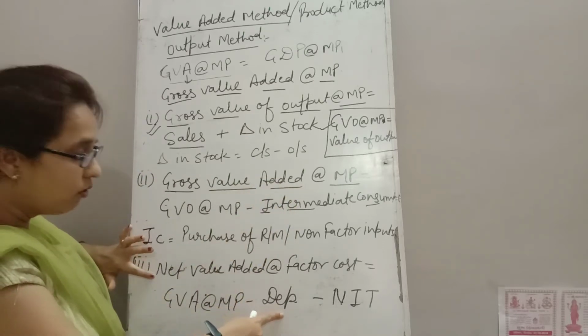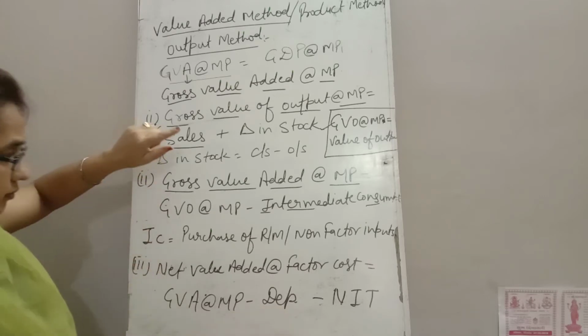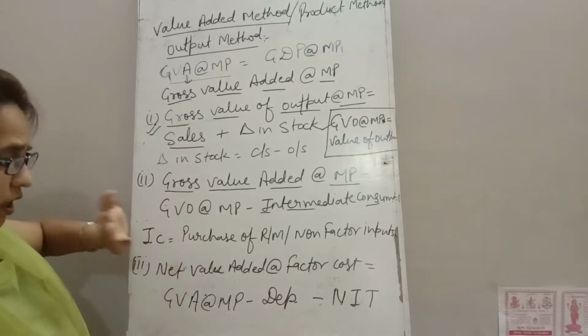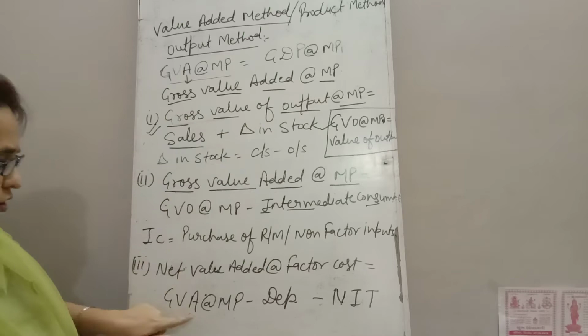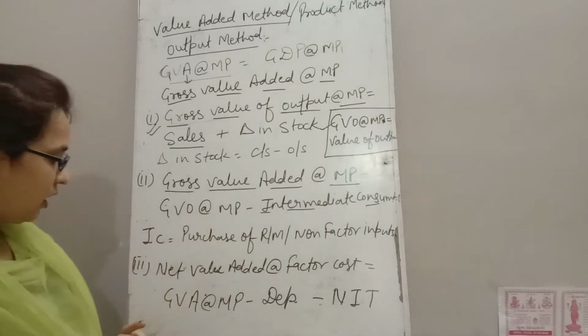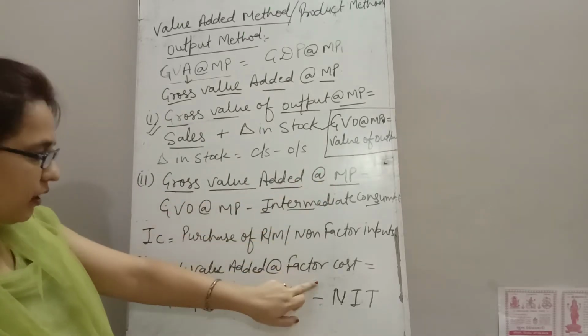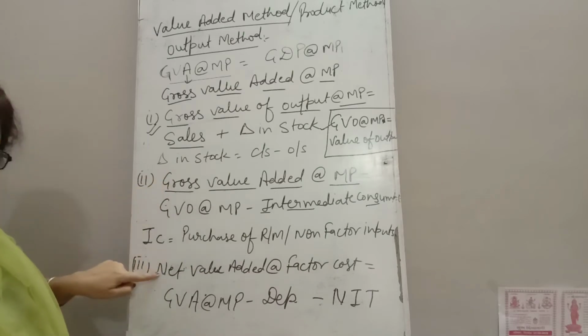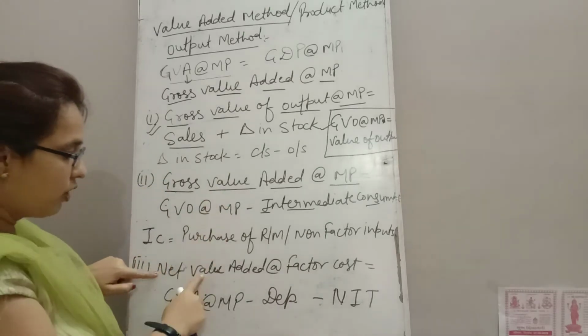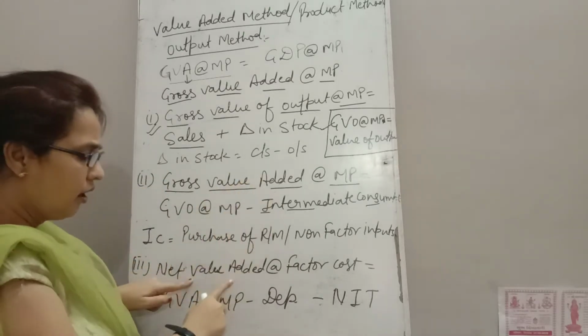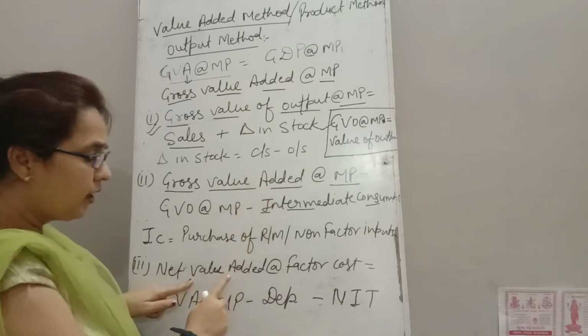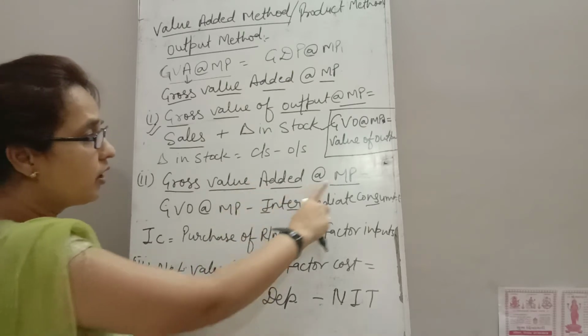How are we going to calculate? Minus depreciation. Now, value to value, we are not going to do anything. A to A, we are not going to do anything. Now MP to factor cost: gross to net, minus depreciation. B to V, we are not supposed to do anything. A to A, that is also we are not going to do anything.